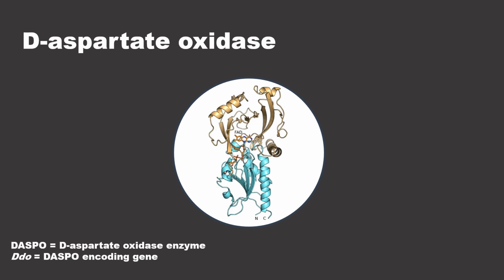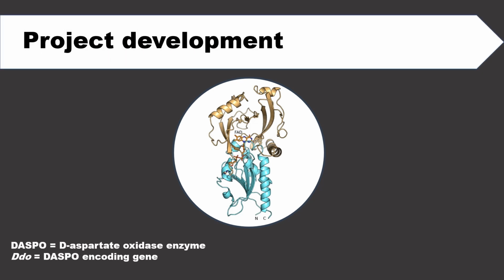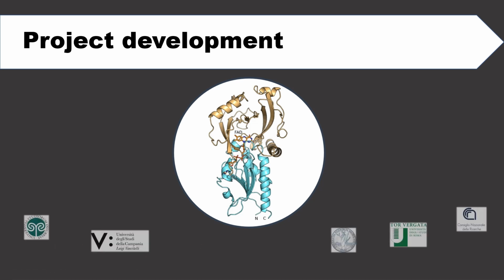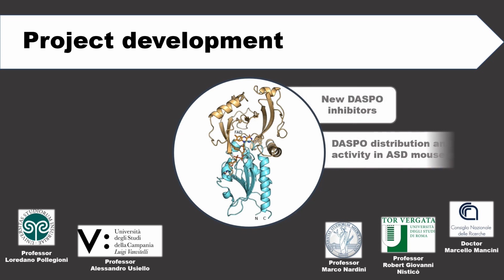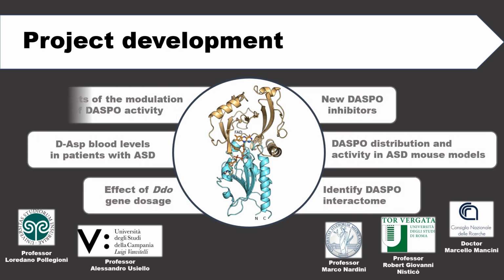Since the D-aspartate synthetic pathway is still unclear, D-aspartate oxidase is the only enzyme known to control the endogenous levels of this molecule. The aim of this project is to evaluate the processes involved in the regulation of D-aspartate metabolism under both physiological and pathological conditions. Five research teams with different and complementary expertises will collaborate to accomplish several tasks.